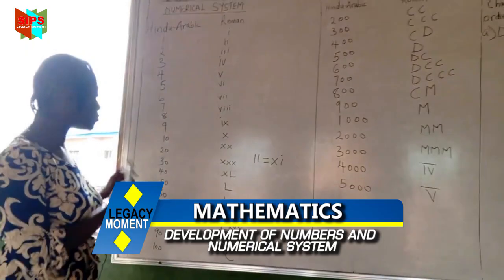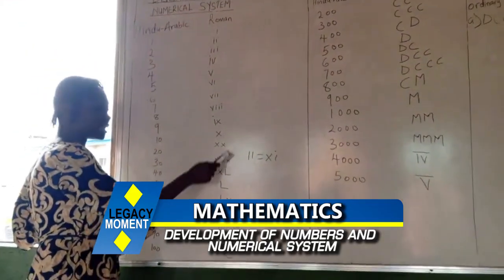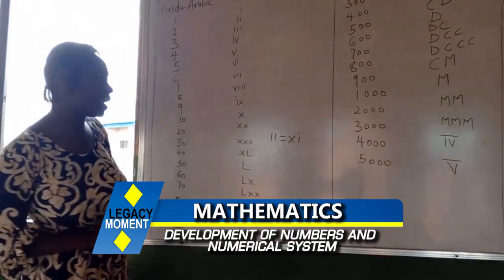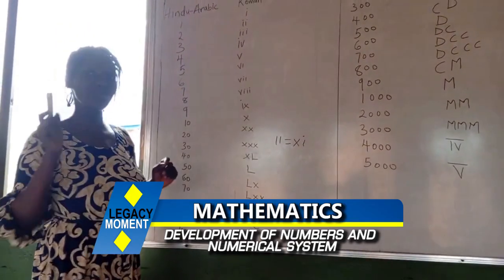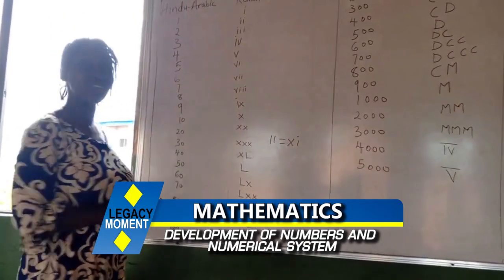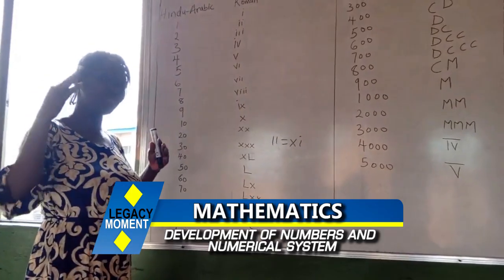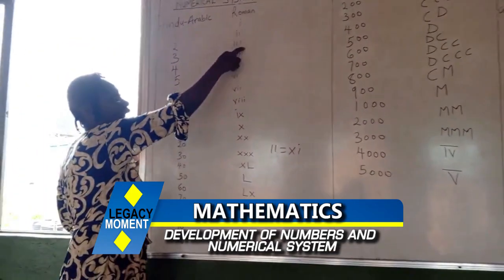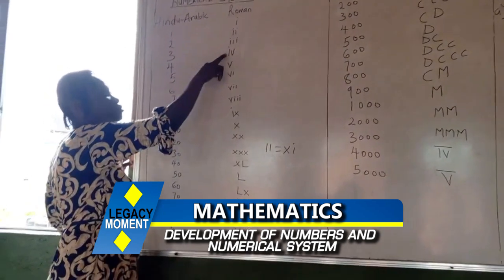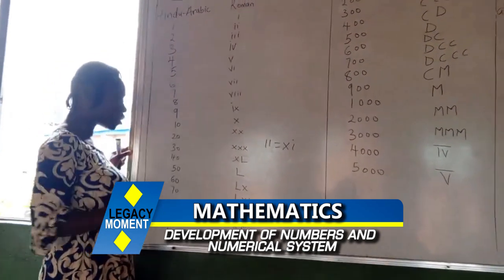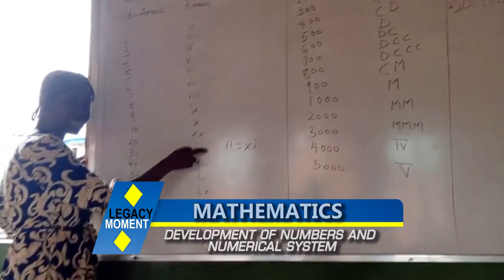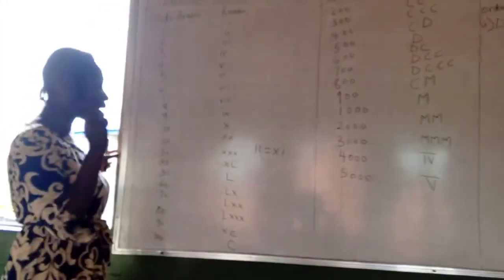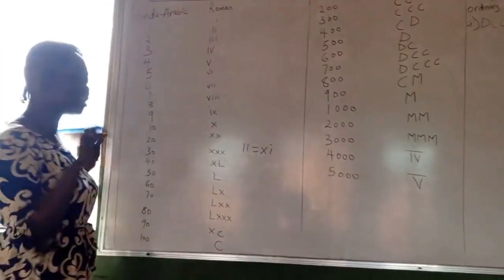Then for your 20, you have it as XX, okay? Then 30 is XXX. Remember earlier on, I told you that in Roman numerals, it is a rule that a figure does not occur consecutively more than 3 times. Here we have I, and by the time you get to 4, it changes to IV. So also in this case, we have XXX as our 30. By the time you are getting to 40, it changes.